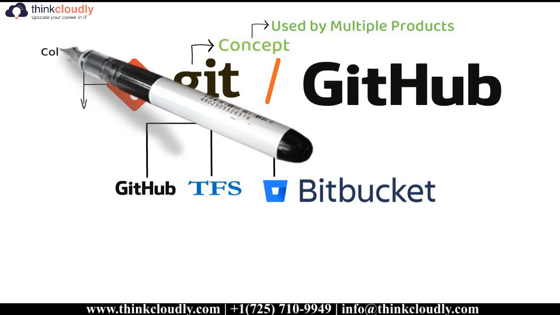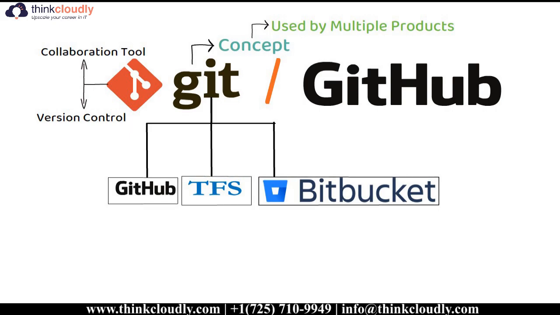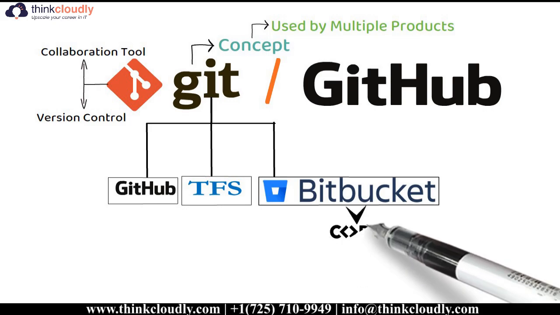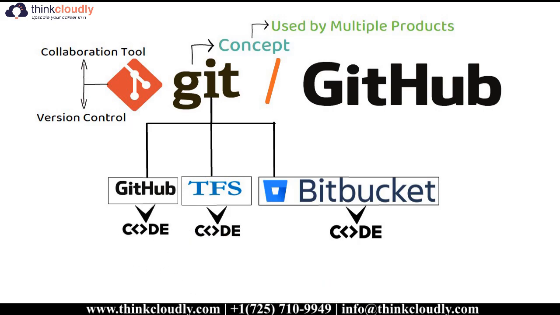So what is Git? Git is nothing but a collaboration tool, version control, right? It has all those features in it. It's a concept: creating branches, tracking changes, keeping track of everything. That is the nature of Git. Those concepts have been put into tools like GitHub, TFS, Bitbucket. These are the tools where you can keep your code. On Bitbucket you can keep the code. On TFS you can keep the code. On GitHub you can keep the code. Does that make sense, everyone?